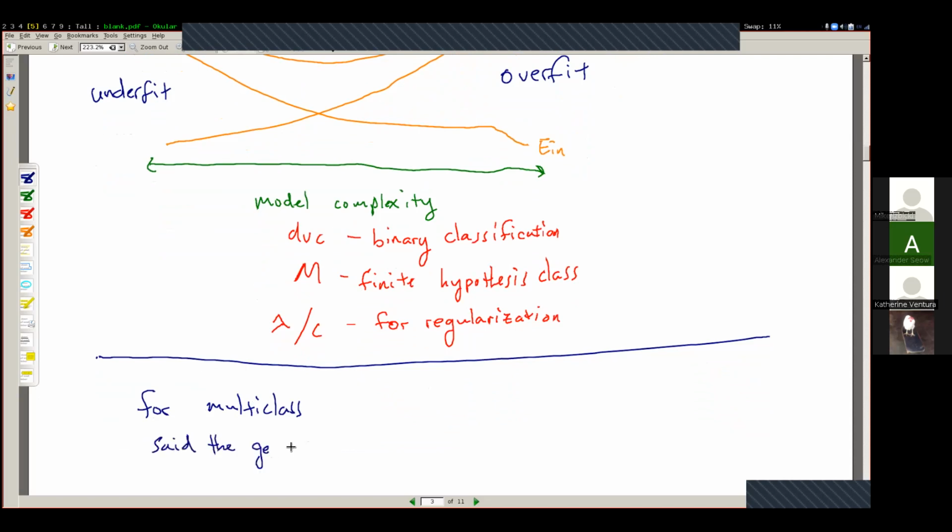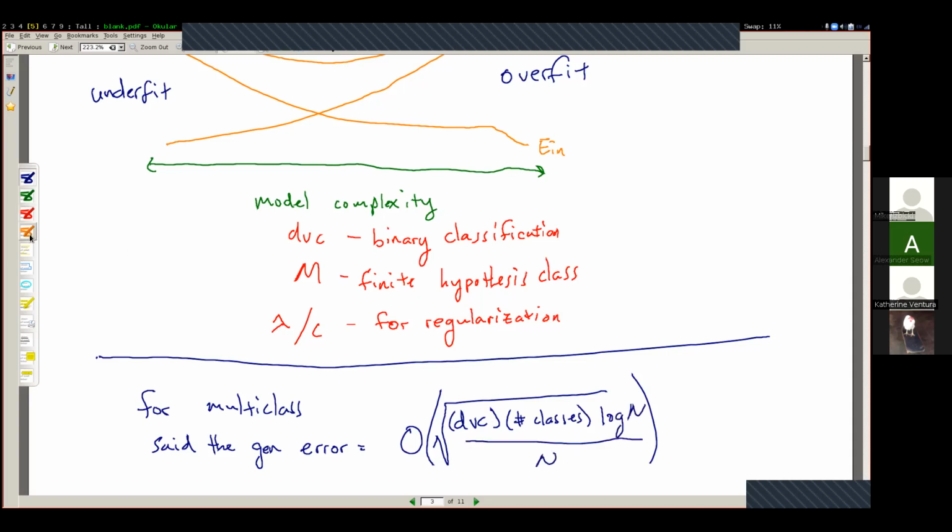the generalization error is basically O of what your d_VC would be if it were binary, times the number of classes, times log n over n.